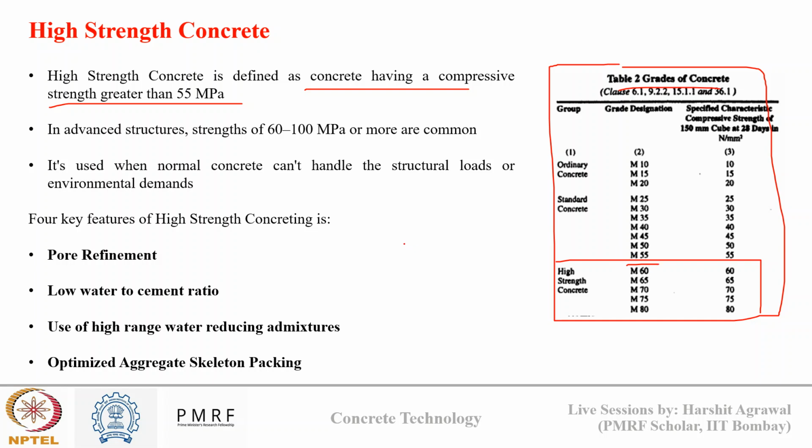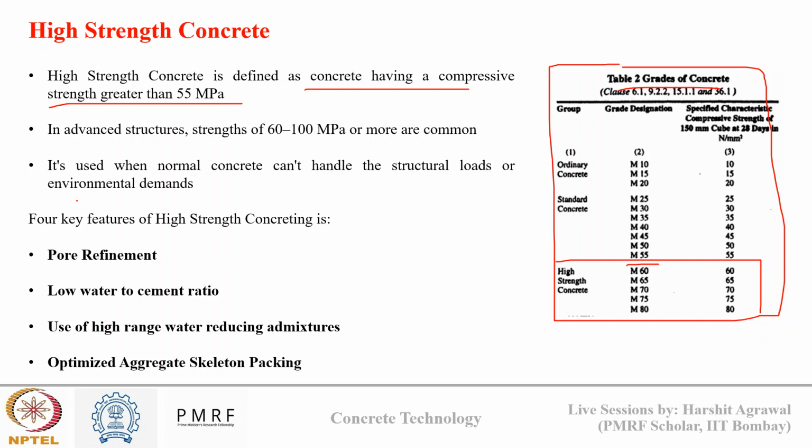Such concretes are commonly used in advanced structural application where highest strength demand of 60 to 100 MPa is common. Some examples can be high-rise buildings or bridges under extreme exposure condition, where use of high strength concrete has become very normal now.